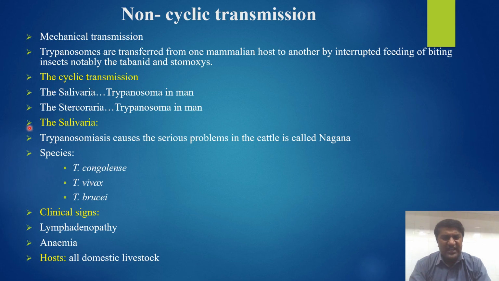So now I would like to describe comprehensively the Salivaria group. In this Salivaria group, trypanosomiasis causes a serious problem in cattle. It is called Nagana disease, and these are the three species: Trypanosoma congolense, Trypanosoma vivax, Trypanosoma brucei. The main clinical signs are lymphadenopathy and anemia. Hosts are all domestic livestock.